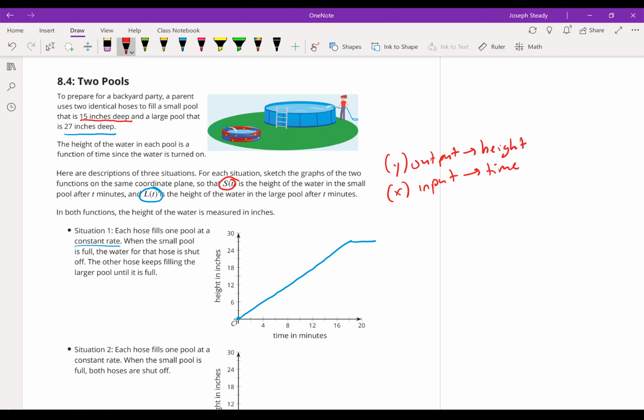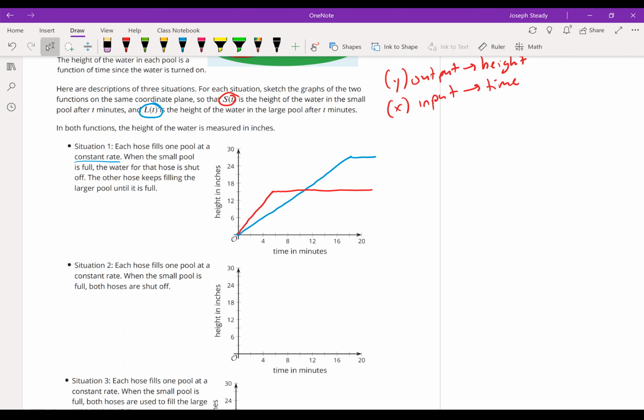The small pool, because it's not as wide as the big pool, the height is going to fill up a little bit faster if we think about it. So this one will also fill at a constant rate, but that's going to be a slightly faster rate. And this one will be filled when we get to 15 inches of water, and then it will be level after that. So there are our two graphs representing our two different pools.